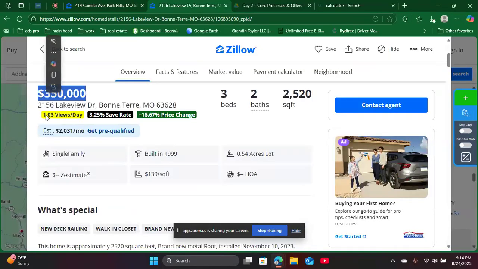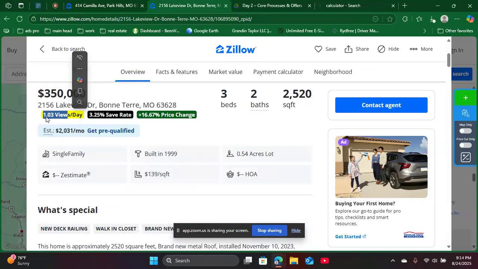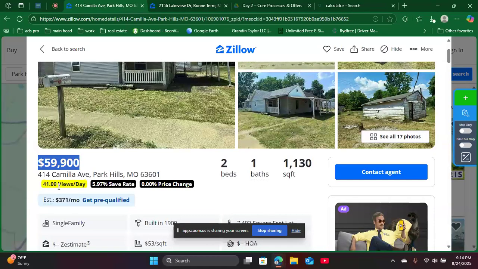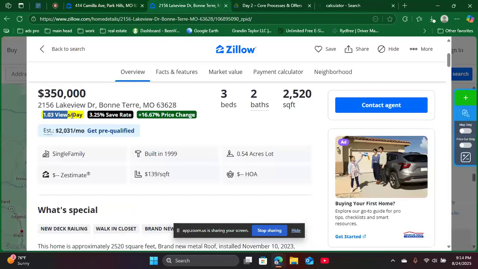Also, I want to point out the views. As you see, this is 1.3. This one is 41.9. That means there's a lot of people looking at this. We're calling on this one. This is a perfect example. Not too many people are calling on this. It's 1.3, meaning nobody is really looking at it.